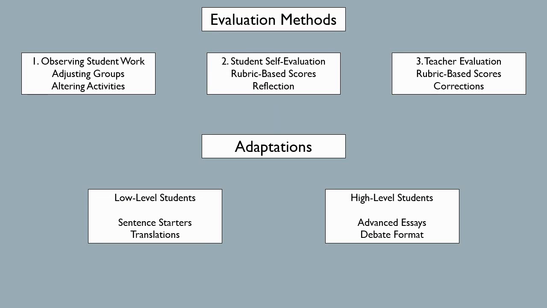For evaluation, there are three main methods that I would focus on with this learning objective. First, observing the student's work, and this provides the opportunity to adjust groups and alter the activities to be more appropriate to the student's skill level. Watching the student's work and seeing what they have difficulty with and how well they process the activity.